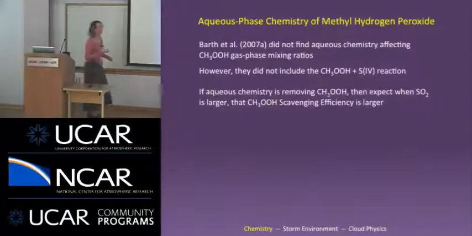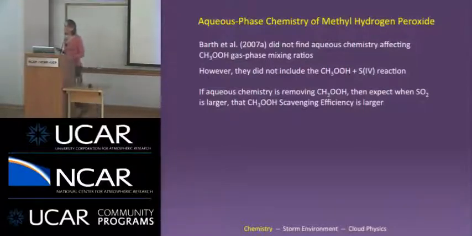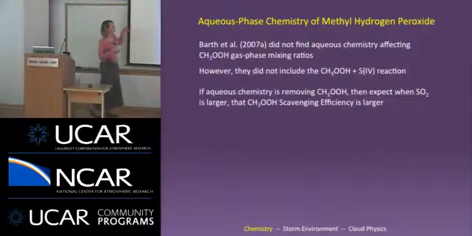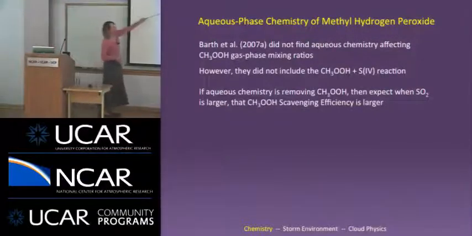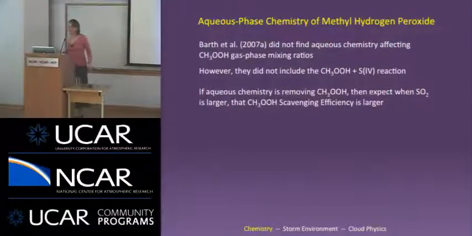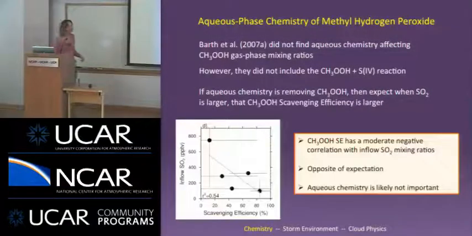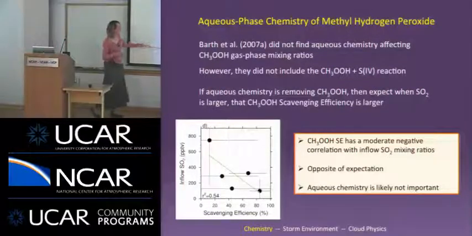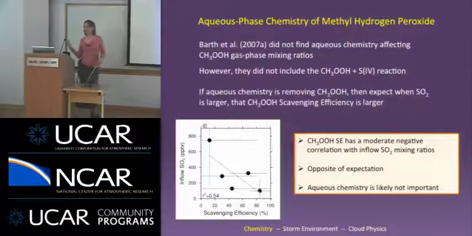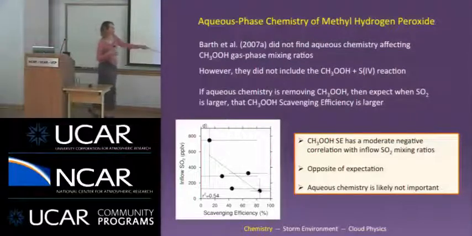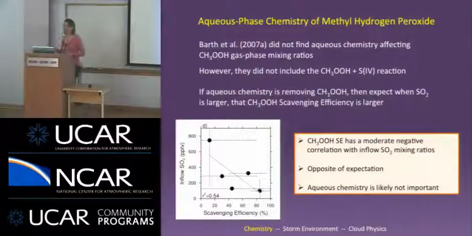Another thing that's going on in these storms is aqueous-phase chemistry. And I looked a little bit at the aqueous-phase chemistry of methyl hydrogen peroxide in my 2007 paper, and really didn't see any effect of the aqueous-phase chemistry on methyl hydrogen peroxide. But I didn't include this one reaction. And so I really wanted to make sure that that wasn't what was causing this variation in the methyl hydrogen peroxide scavenging efficiencies. And so what I did was I compared our scavenging efficiencies to the inflow SO2 concentrations. And what you would expect is if you had more SO2, you would have more scavenging of methyl hydrogen peroxide. And what we find is the opposite effect. So it doesn't look like this is causing the big variation of scavenging efficiencies for methyl hydrogen peroxide.